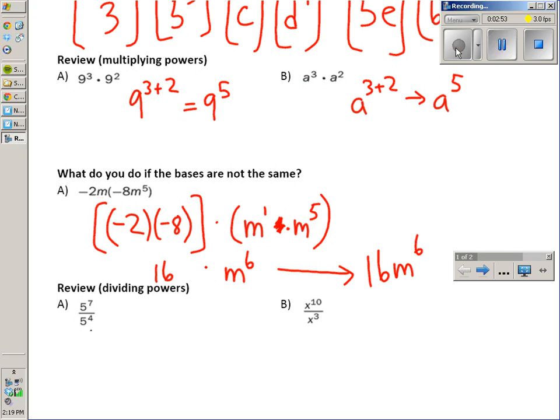All right, so nothing too new with multiplying powers. Just recognizing that when the bases aren't the same, we would separate the coefficients and separate the variables.